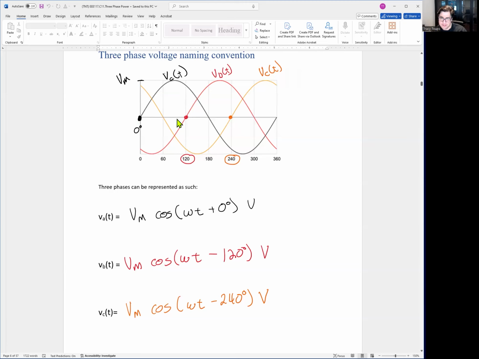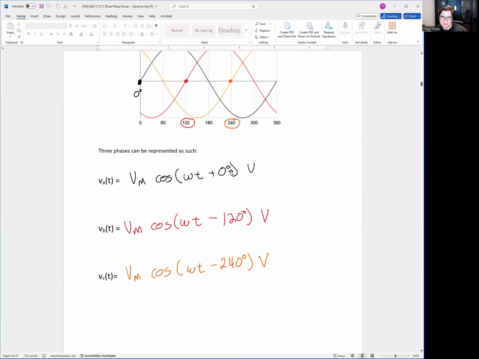So VA is 0 degrees. Notice right here, it flips from negative to positive. So it's 120 here. It flips from negative to positive over here. It's 240 here. So that's how you see your time delay. Okay, so the big thing here, look at the magnitudes are all the same, but look at the phase shift. 0 degrees, negative 120, negative 240. That's that 120 degree separation we were talking about before.